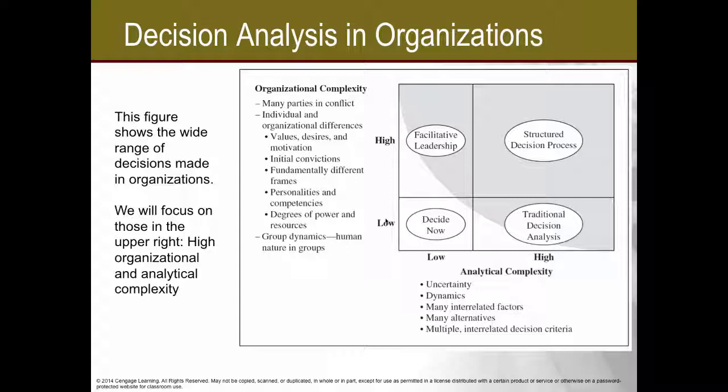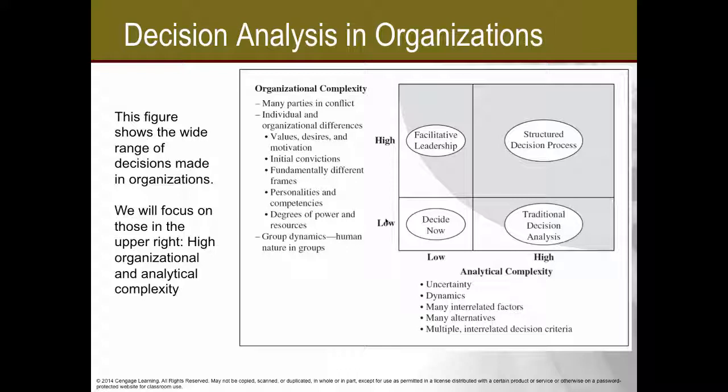So when you look at, for example, analytical complexity, you deal with less uncertainty in personal decisions, and that in organizations is more dynamic. There are many relevant factors, many alternatives in organizations, and sometimes multiple decision criteria. Analytical complexity and organizational complexity combined make a graph like that, and we're more interested in this part, the structural decision process. We would like to solve more complex problems for organizations.